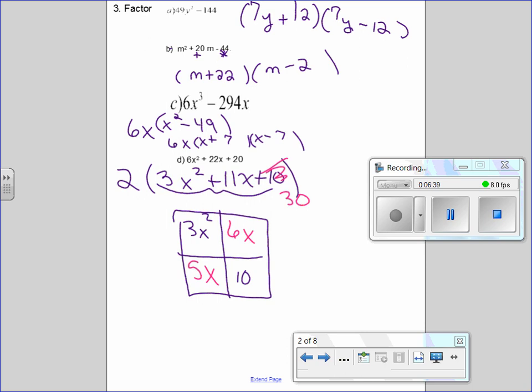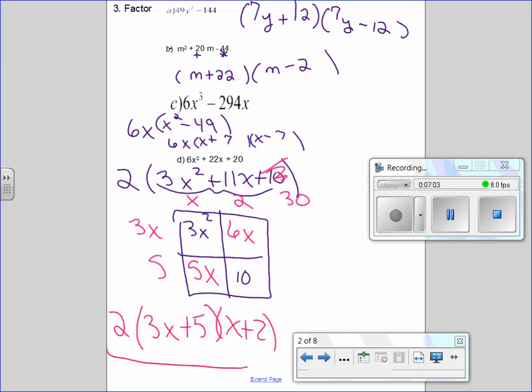Pull out the top row, which would have a common 3x, and then I can follow my Punnett square around. 3x times x would be 3x squared. 3x times 2 would be 6x, and x times 5 would be 5x. So for your final answer, don't lose your puppy. Put that 2 out front that you pulled out a long time ago with a 3x plus 5 and an x plus 2. First page is done. Sweet.